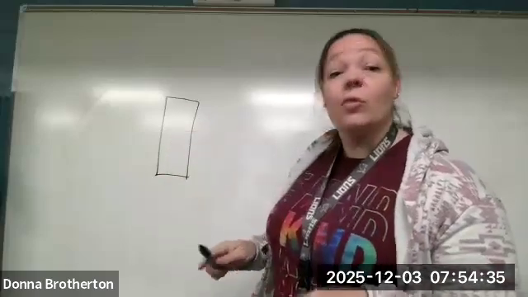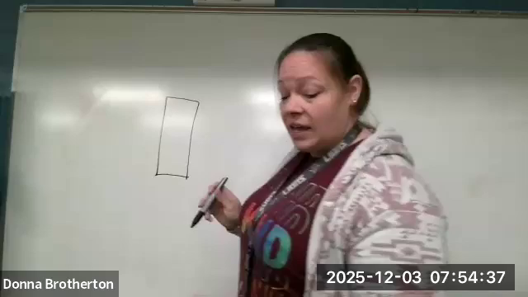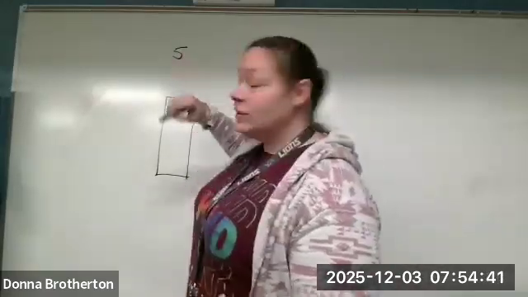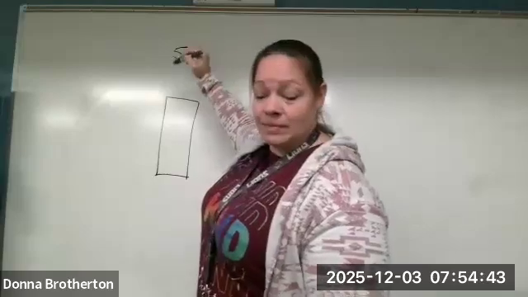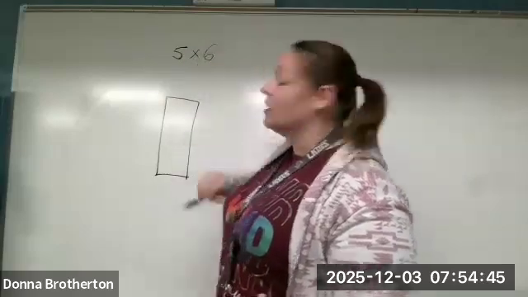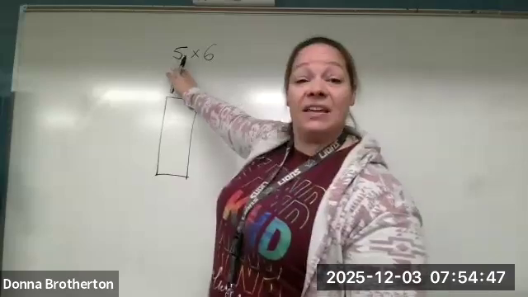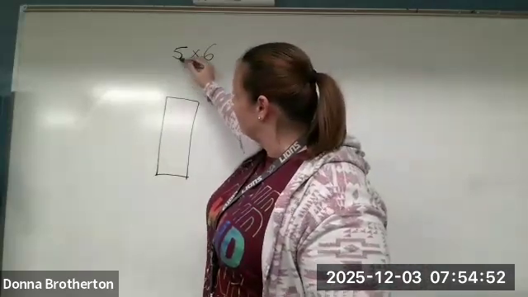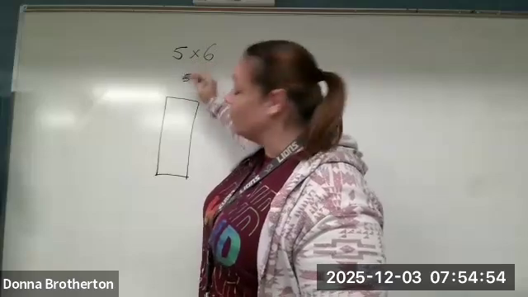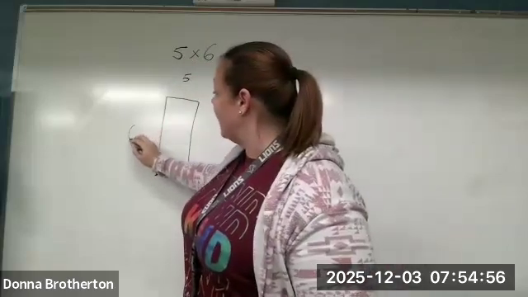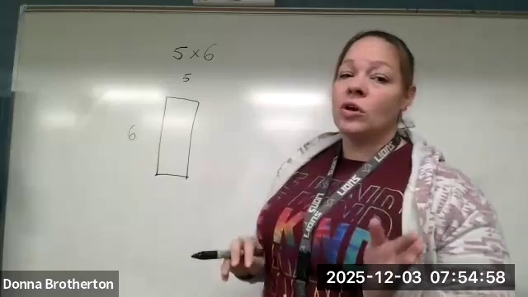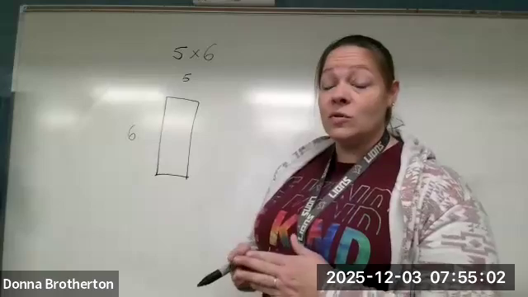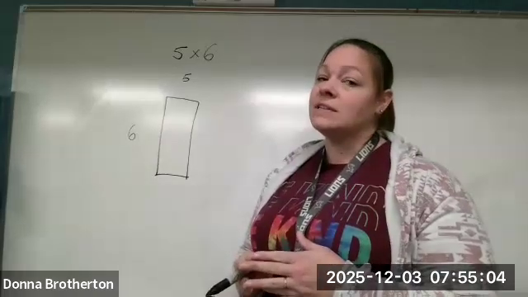So let's review with what we've already been practicing, and we're going to go with 5 times 6. So what we're going to do is, remember, it's the length times the width. So the length we're going to put on the top for 5, and the width we're putting down the side. So we could just multiply the 5 times the 6, but we're going to actually decompose those numbers. And who remembers what decompose means?